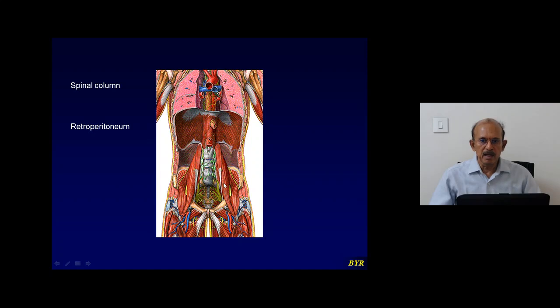Psoas major is there on either side. It passes through the pelvic posterior wall to be inserted into the greater trochanter of the femur. And this is the iliac bone, which is clothed by the iliacus muscle on either side. These are the posterior abdominal muscles, and here are the anterolateral and anterior wall muscles, which were cut.